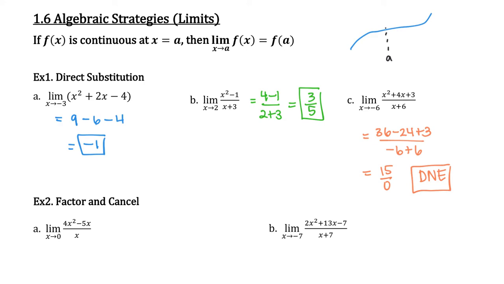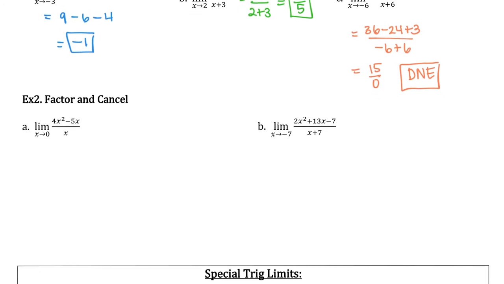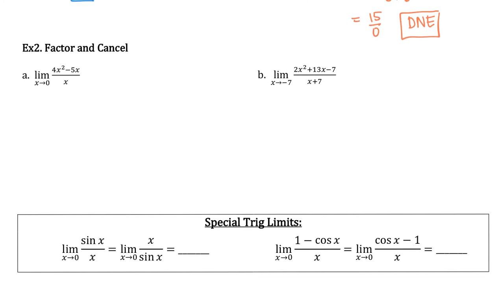Okay, now we're going to learn some strategies for when we cannot tell what's happening. The first strategy is factoring and canceling. I would like to do direct substitution first, so let me try that.